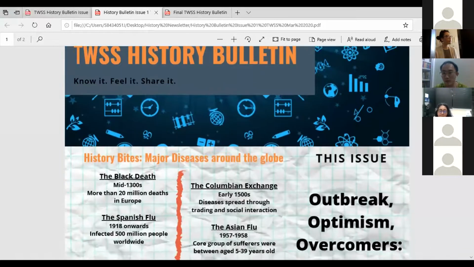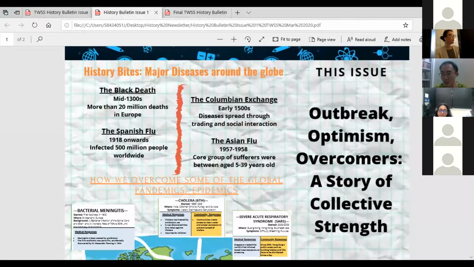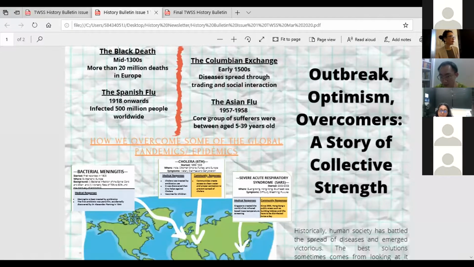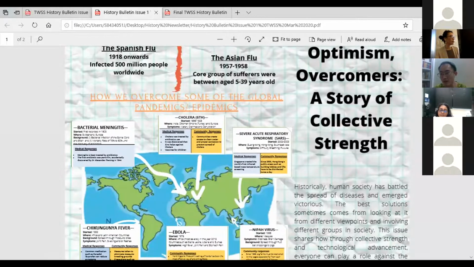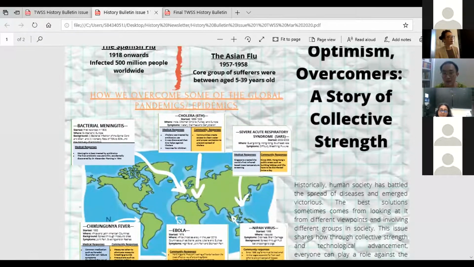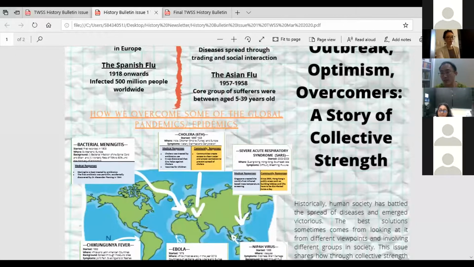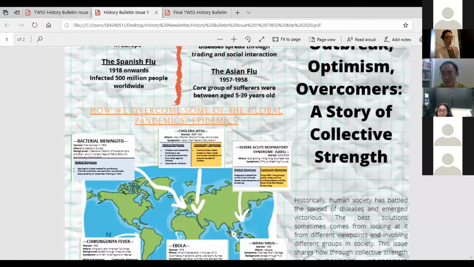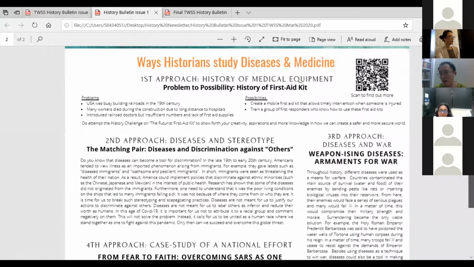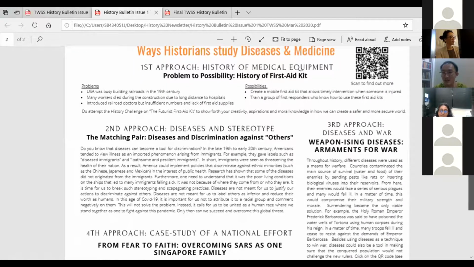Because of the COVID-19 situation, they decided to focus on diseases around the world. So the history of diseases, but more than that, they want to relate how history is relevant to our current life. That's why they decided on the title, story of collective strength that lasts from the past till now. Next to it, they were discovering how historians study disease and medicine. Just like how scientists study disease and medicine, historians also study it in a different way. So this is how they explore, and they realize that disease and medicine can be a weapon used during war.